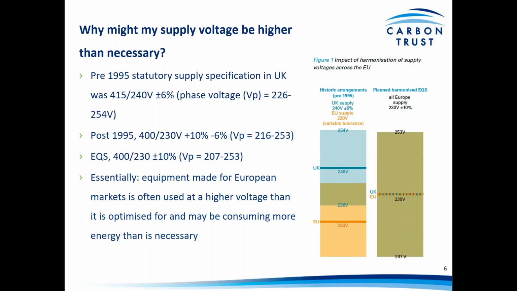So what all that means essentially is that in the UK, where, as we've mentioned, supply voltages have historically been higher, equipment that is made for European markets is often used at a higher voltage than it has been optimized for. As a result, the equipment may be consuming more energy than it necessarily needs to. The diagram on the right-hand side of this slide gives some past and present voltage levels in the UK and the EU for comparison.